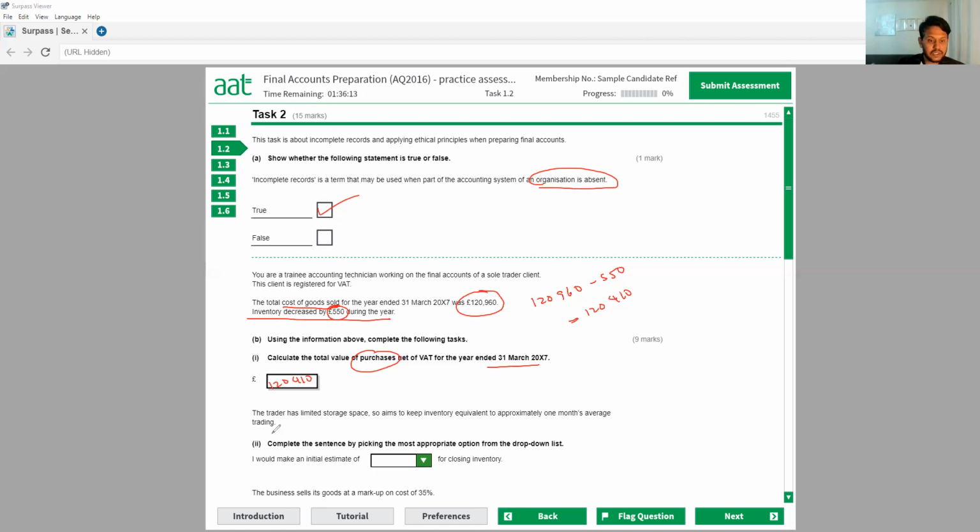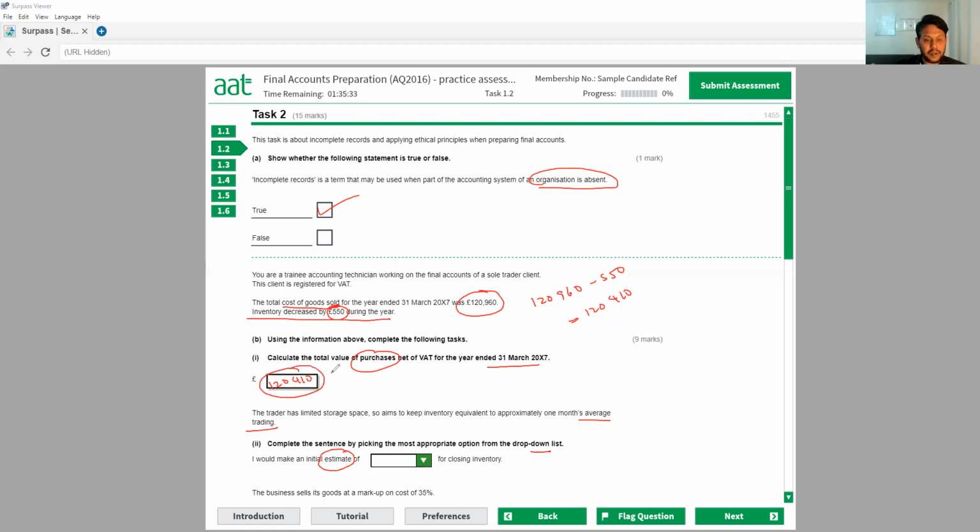Let's have a look at the next one. The next one says the trader has limited storage space, so aims to keep inventory equivalent to approximately 1 month's average trading. Now complete the sentence by picking the most appropriate option from the drop-down list. How to make an initial estimate. Remember, it's just an estimate. It's not going to be a 100% correct figure.